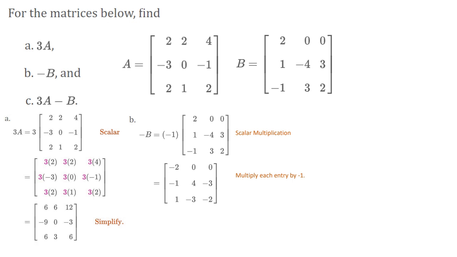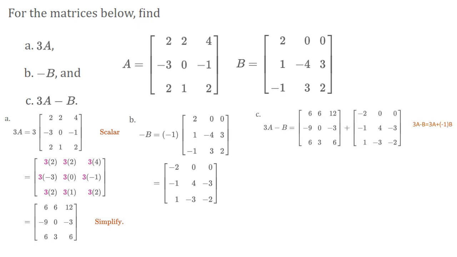Now let's do C. C says I want to add or subtract 3A minus B, right? So I already have my two matrices. I did the work. So 3A minus B means that I get my matrix 3A, the solution that I had there, which was the 6, 6, 12, negative 9, 0, negative 3, 6, 3, 6. And I'm going to add it to the negative B matrix. Again, you can say it as a subtraction or as an addition. Since I already applied the negative, that's why I'm doing the addition. So I'm going to add these two matrices together.